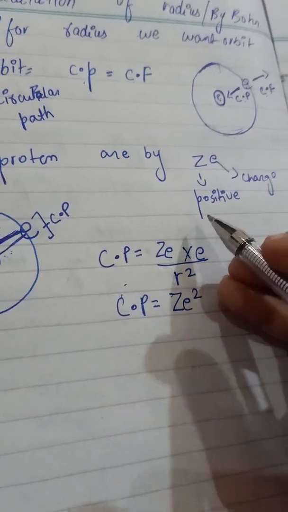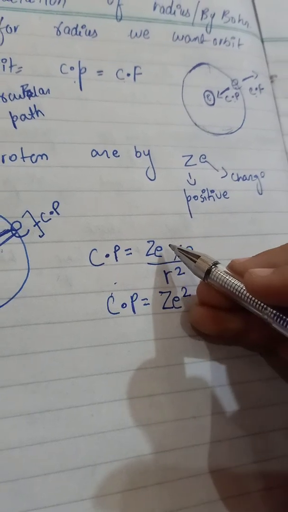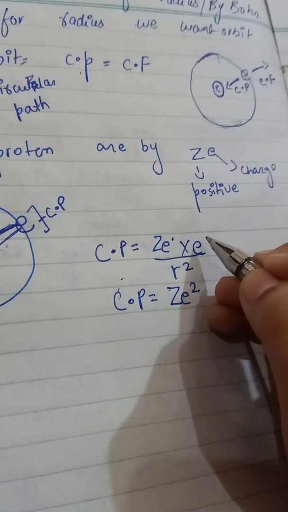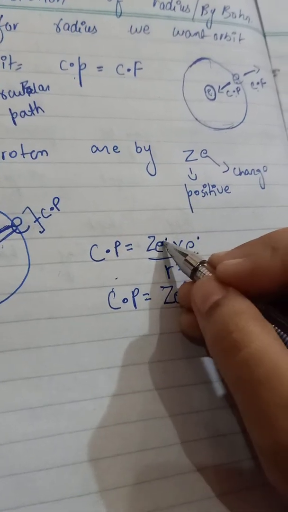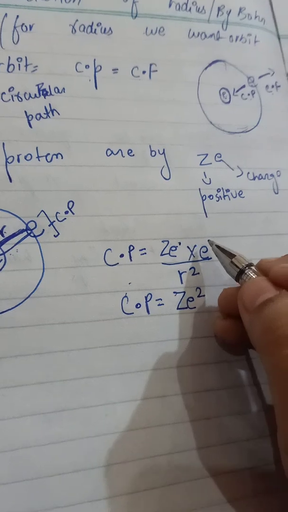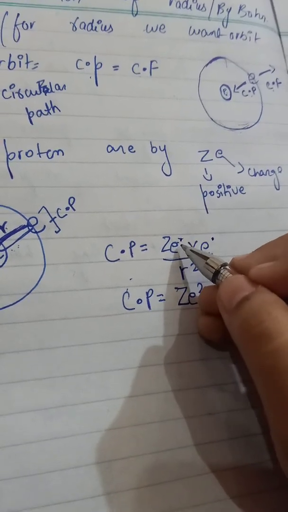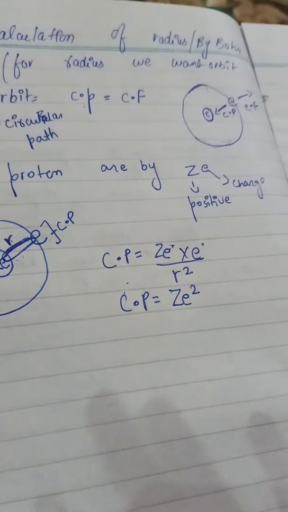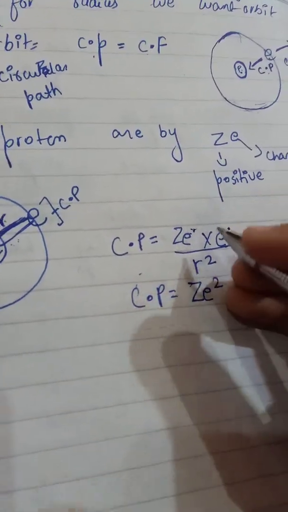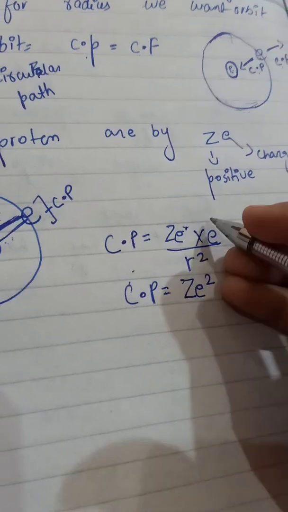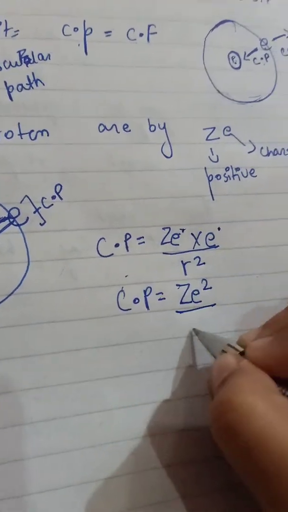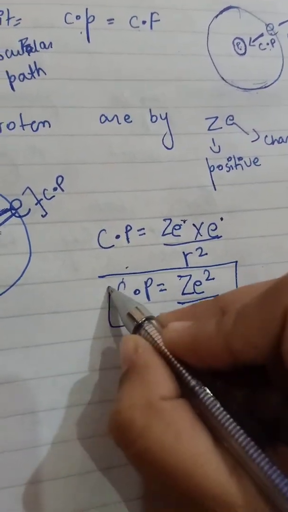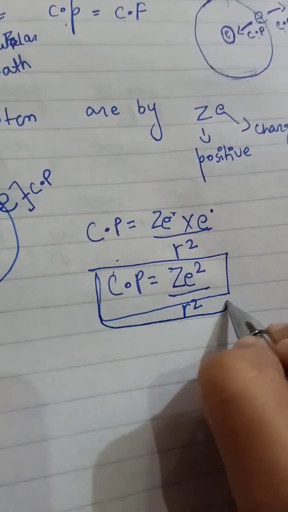We are talking about the power. We just add the power, not the charges. This has power 1 and this has power 1, so we just add the powers. We are not talking about the charges, that the proton has a positive charge and the electron has a negative charge. We are just talking about the power. So this will be the centripetal force formula.